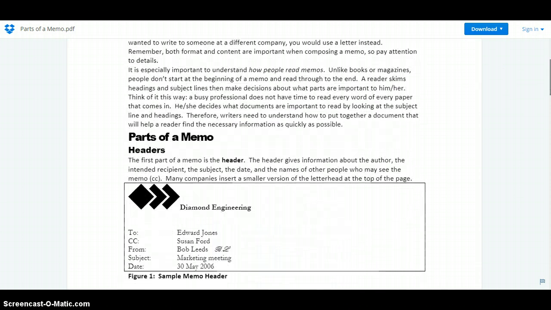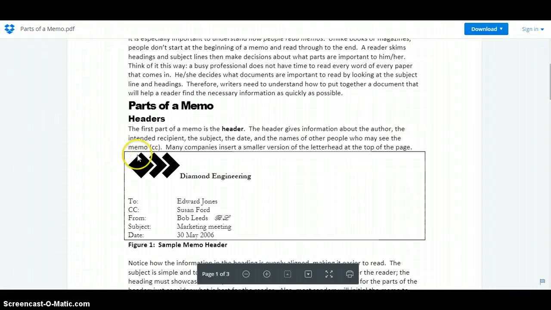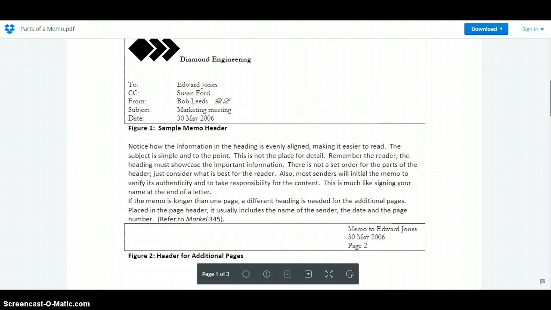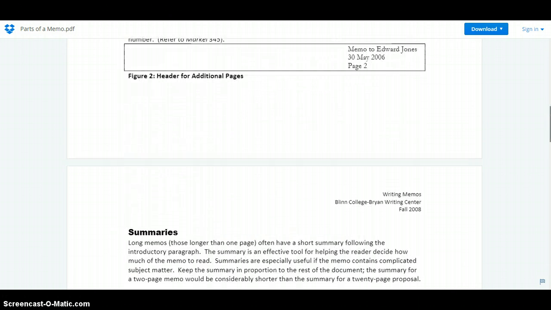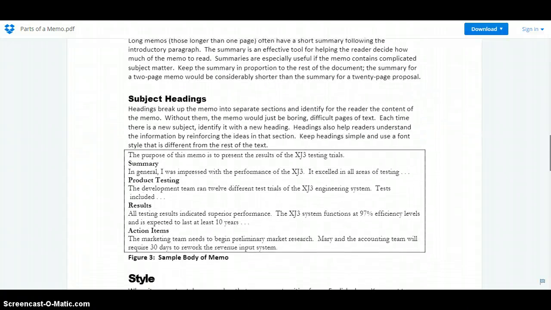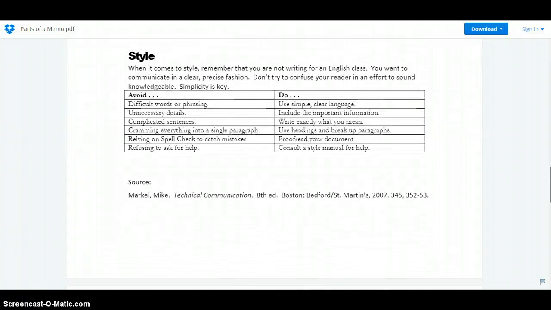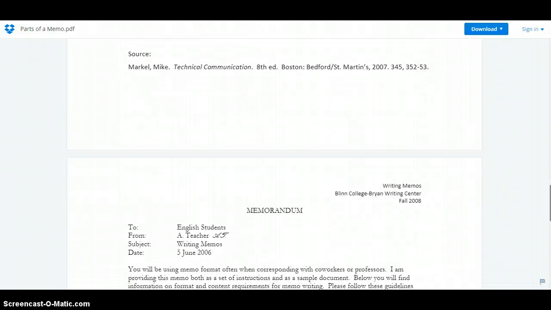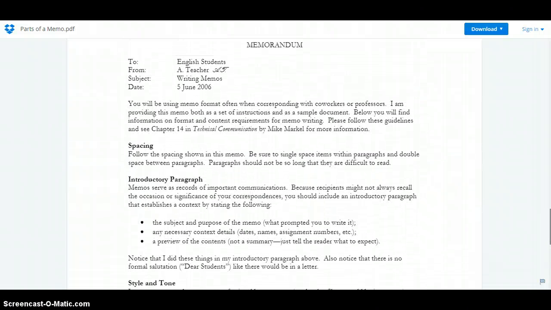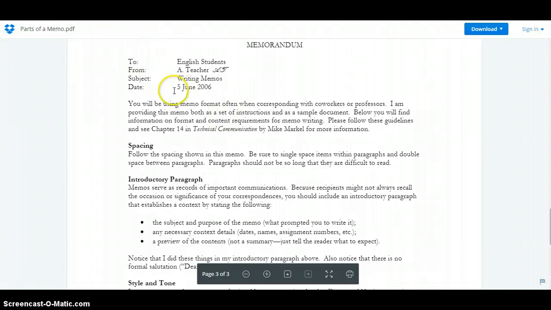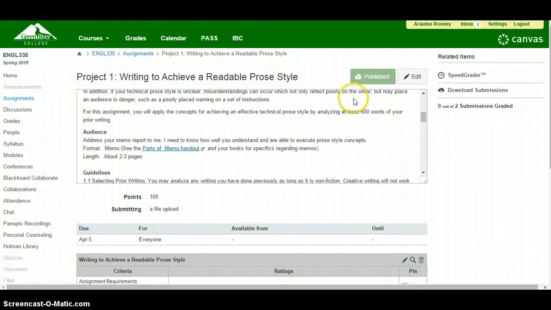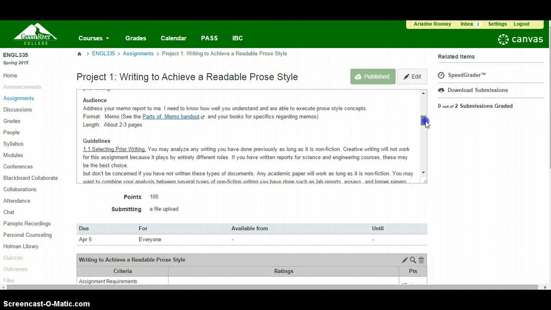As long as you have the essential information, the header right there, the header for additional pages, a summary, subject headings, and you pay attention to style, you will be fine. And here's a fantastic sample memo that shows you that heading, how you do the summary or intro, and how the subject headings work. So take a peek at this parts of a memo handout. It's helpful in addition to your book.